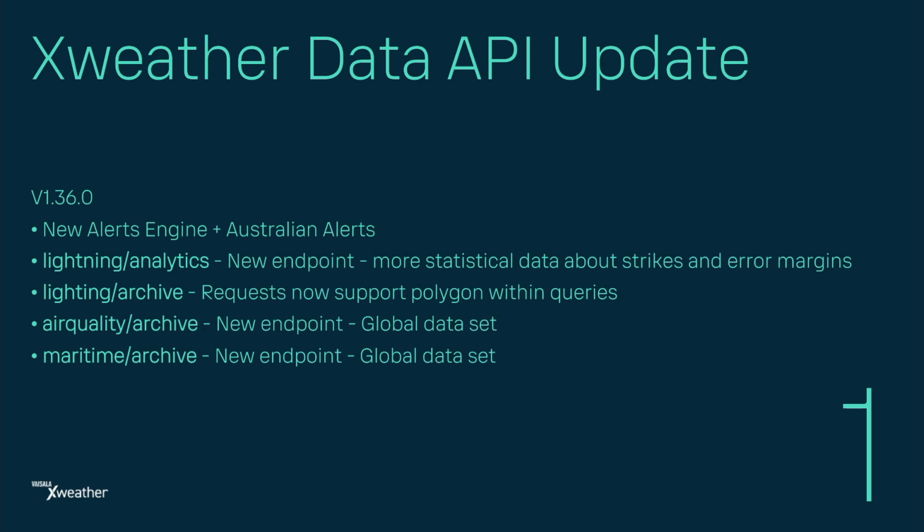A couple other endpoints we've added. We've expanded our historical offerings, so for both air quality and maritime we now have archive data available, so customers can go back and see what happened several weeks and months ago as we continue to roll that out. Another big change we saw with the weather API. There's one.